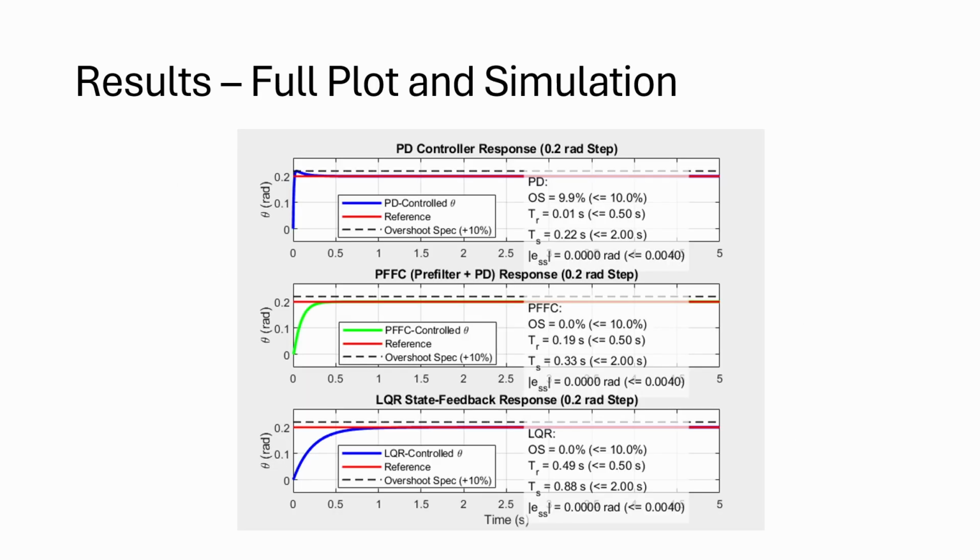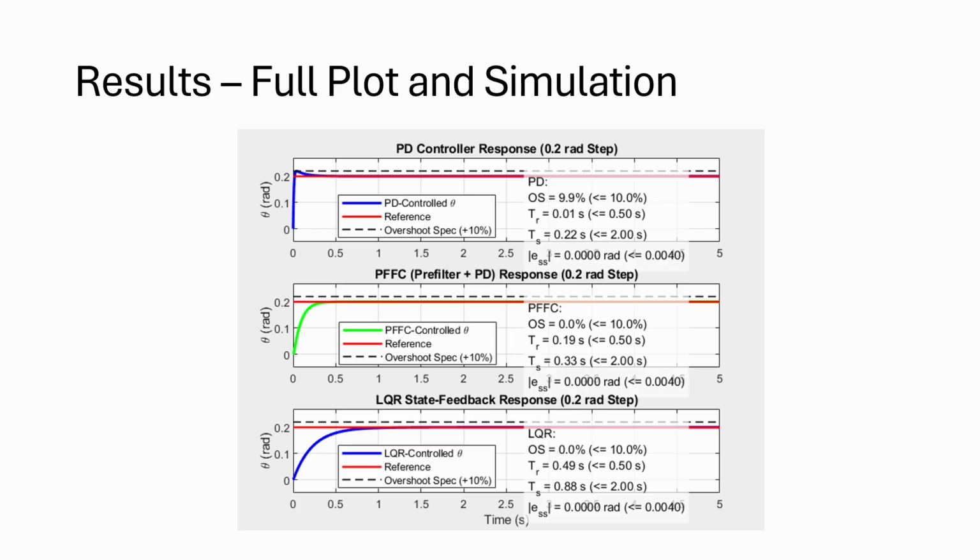Here, a full plot can be seen, and it can be seen that they were all going up to that 0.2 radian angle goal. You can see that the PD angle shot straight up and over and then settled back down, but it did not exceed the 10% overshoot. Comparatively, the PFFC went up quite a bit slower, barely went over, and then came back down. And the LQR controlled system did not overshoot at all, rose slowly up to the line, and stayed at the line, all within the required settling time.